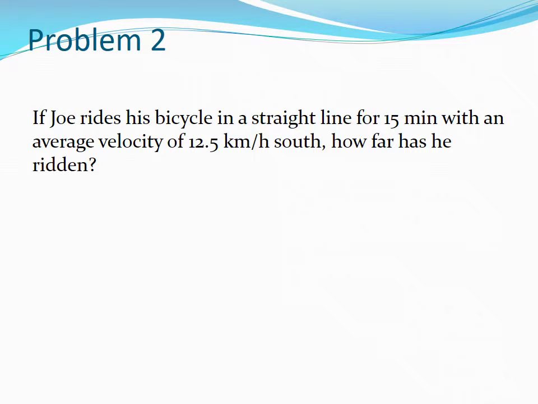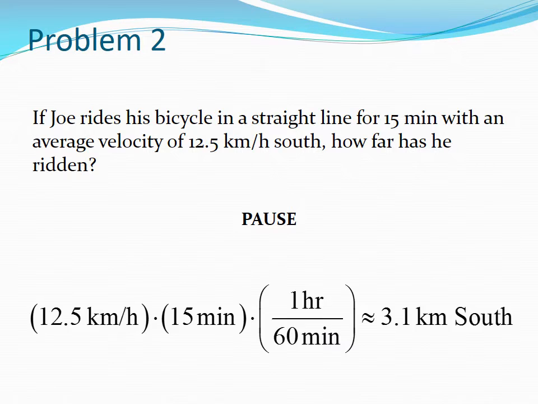If Joe rides his bicycle in a straight line for 15 minutes with an average velocity of 12.5 kilometers per hour south, how far has he ridden? Pause the video while you work on the problem. Did you get 0.1 kilometers south?